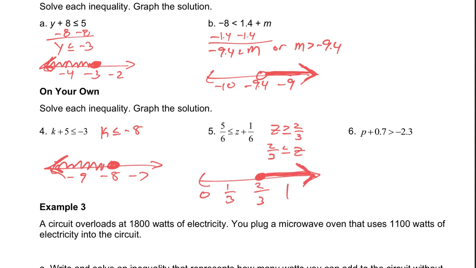And then number 6, when you solve, you should have had p is greater than negative 3. So here's my number line. I have negative 3, negative 2, and the negative 4 in the correct spots. Open circle, shaded to the right.